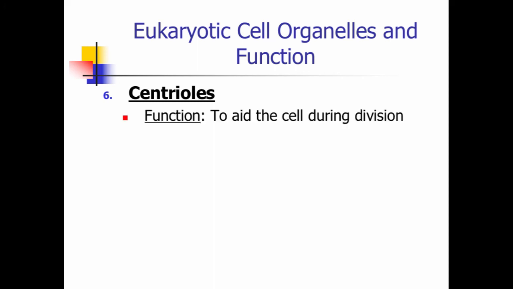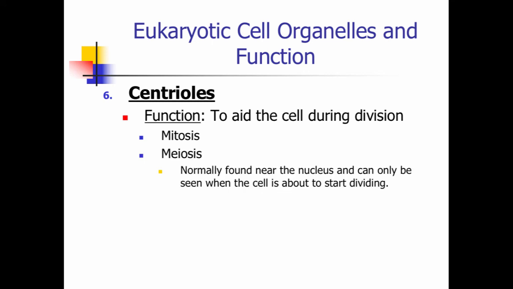Now, centrioles, their function is to aid in cellular division. The cell can go through two different types of division: mitosis, which we will definitely be discussing later in this PBL, and meiosis. Normally, they are found near the nucleus, but they can only be seen when a cell is about to start the dividing process of either mitosis or meiosis. And they are made up of what we call microtubules.